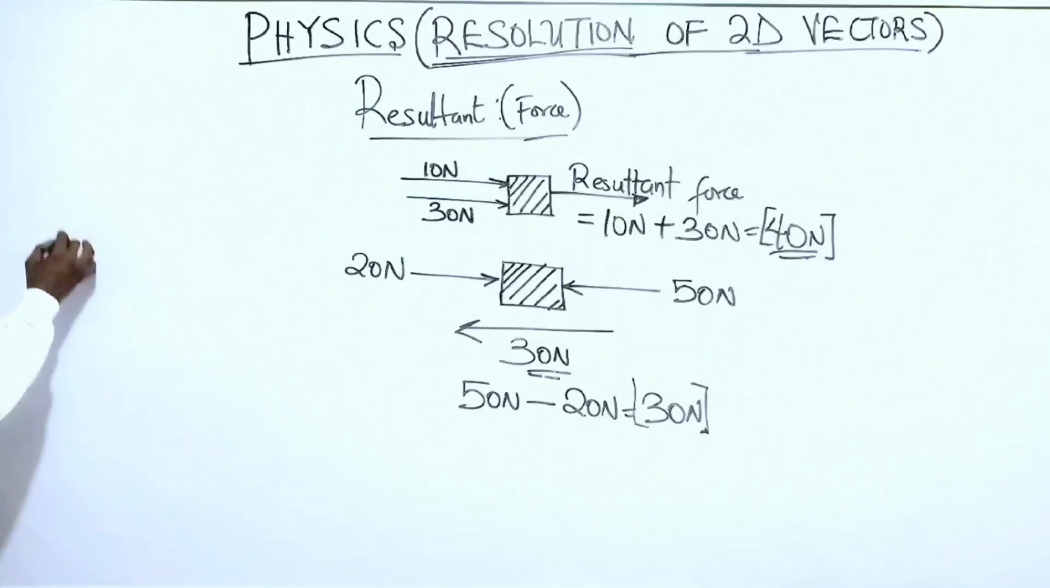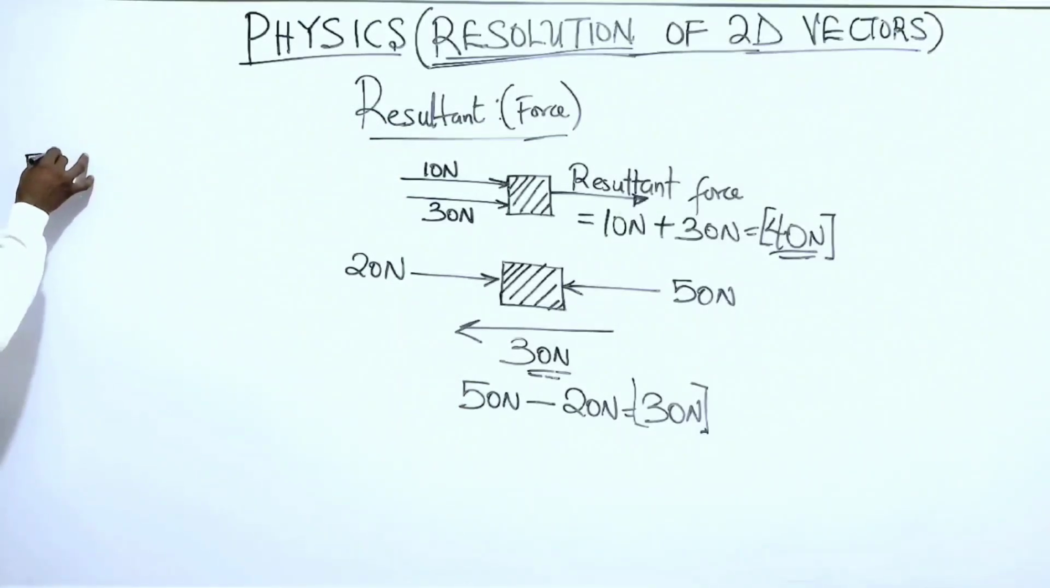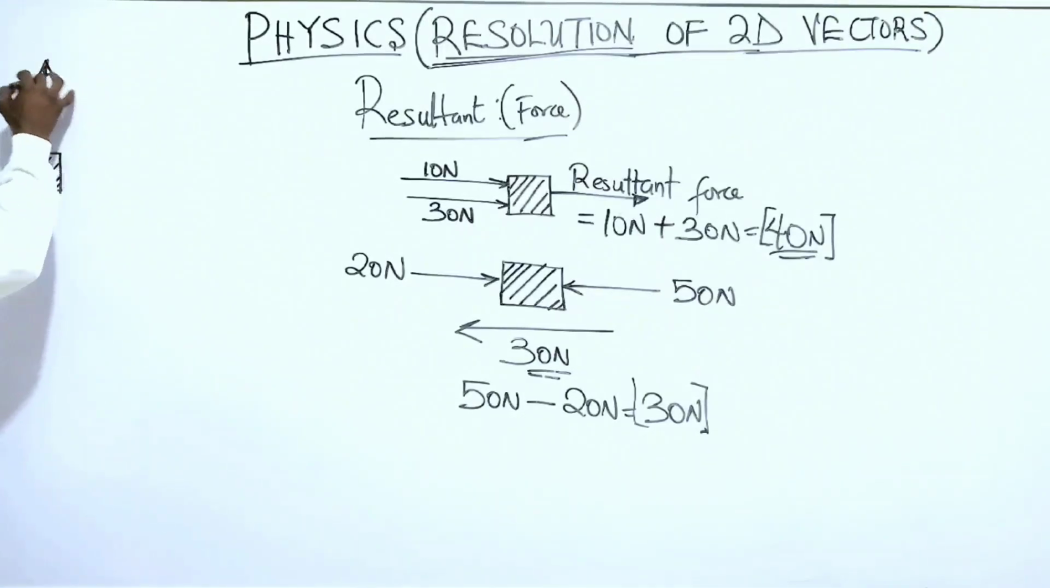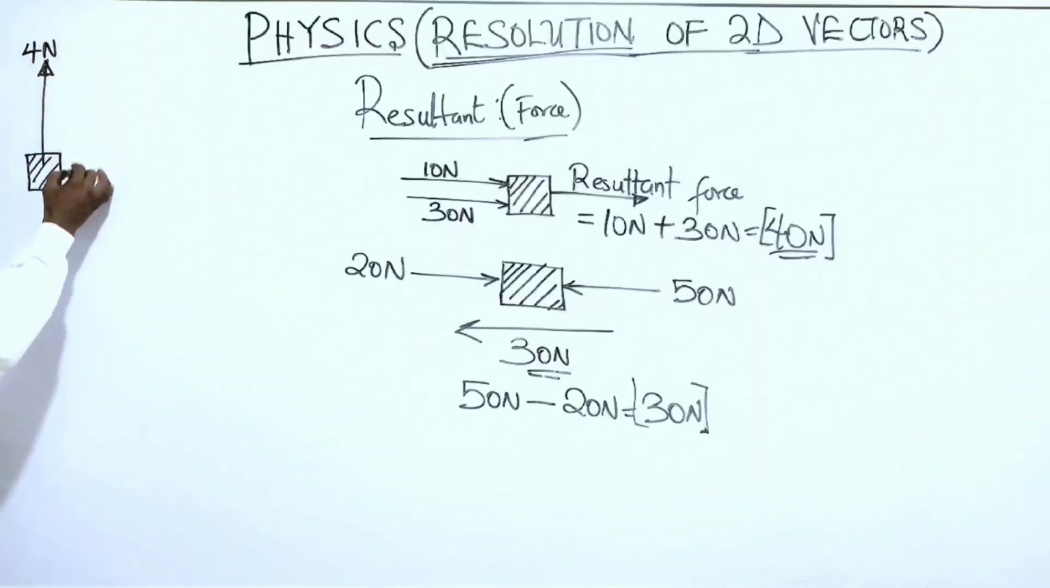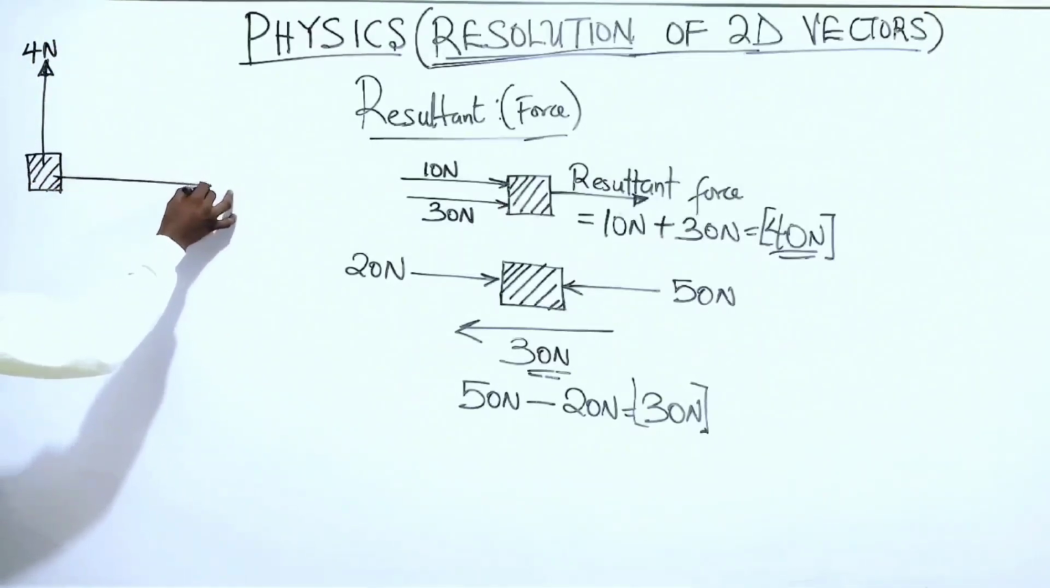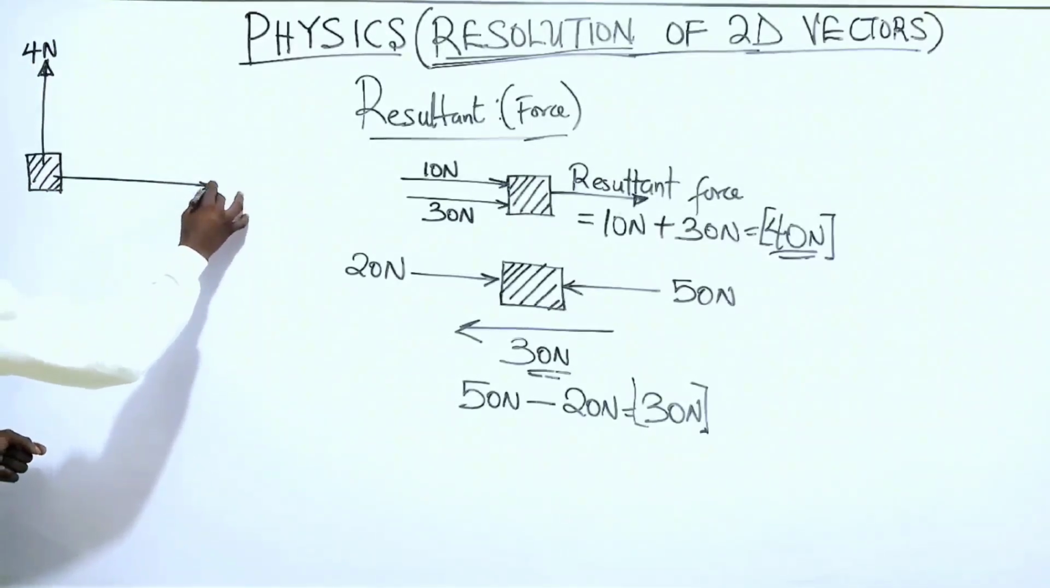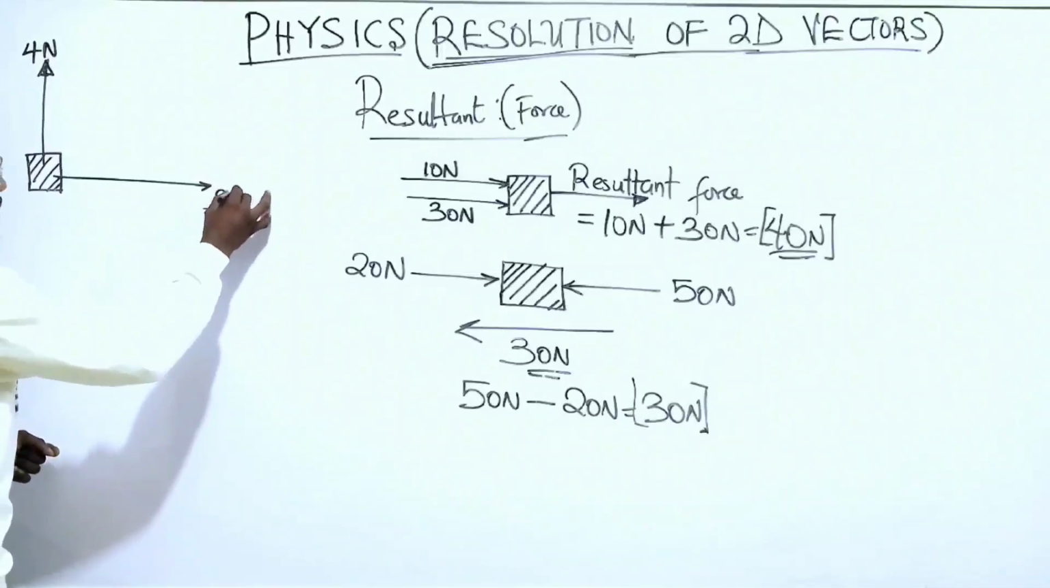So in a case whereby, let's assume we have a body acted on by forces perpendicular to each other. Look at our body. We have a force here, let's call this force 4 Newton. And then we have another force here, let's say 3 Newton. Right?